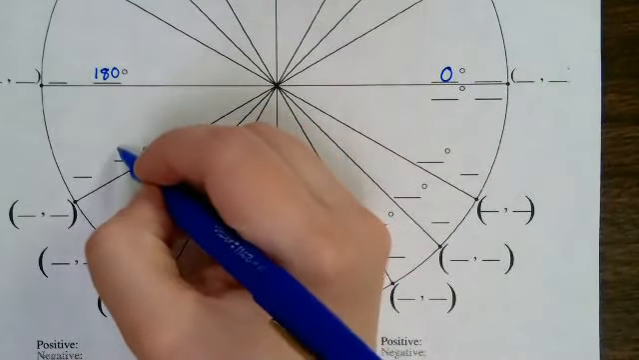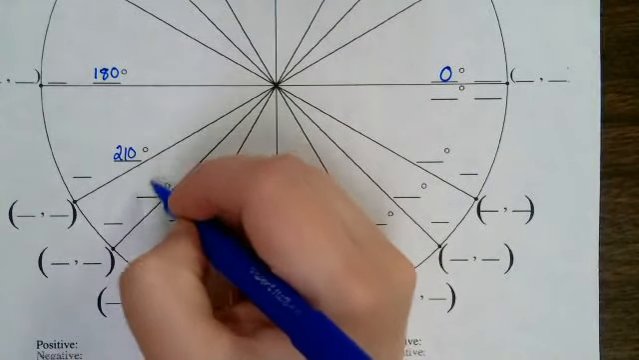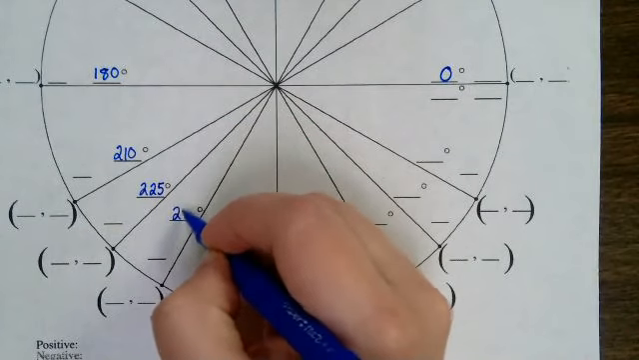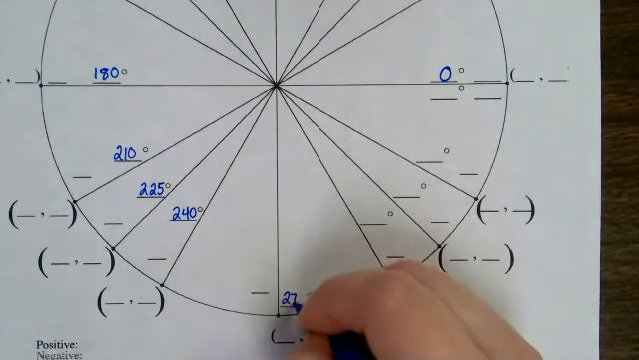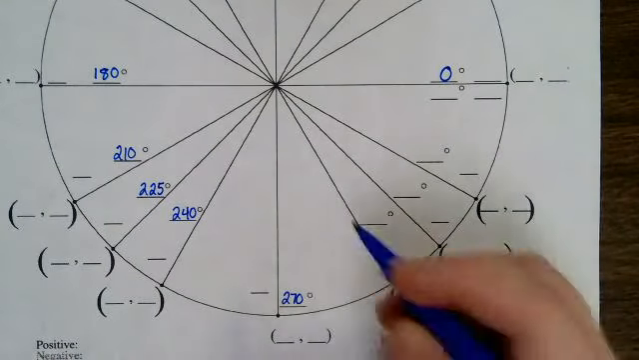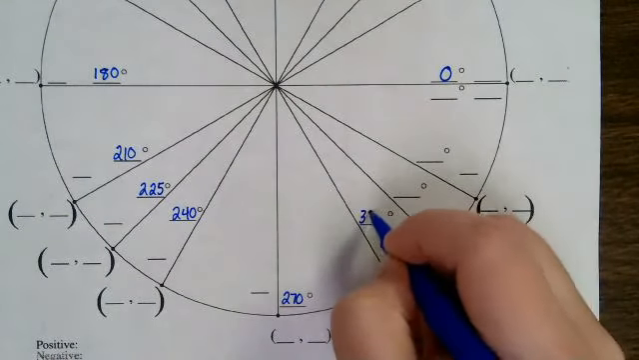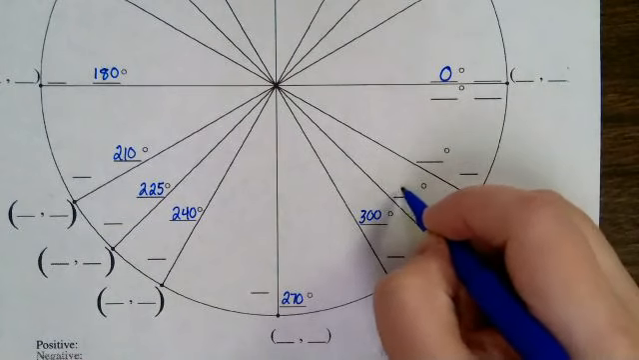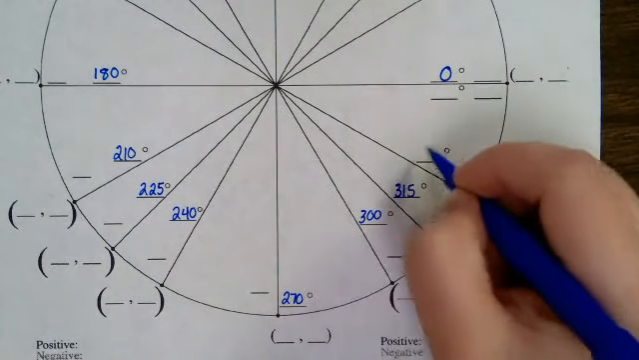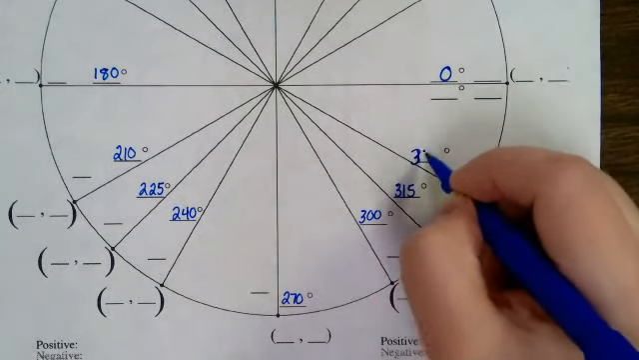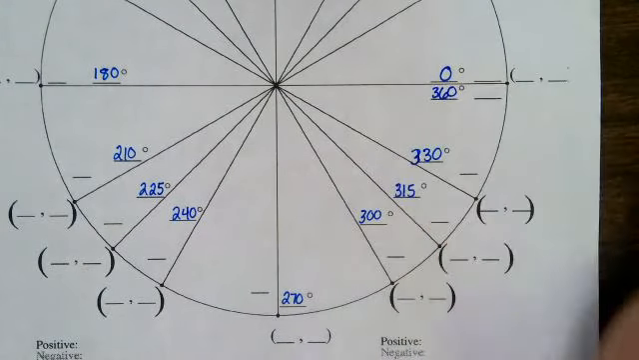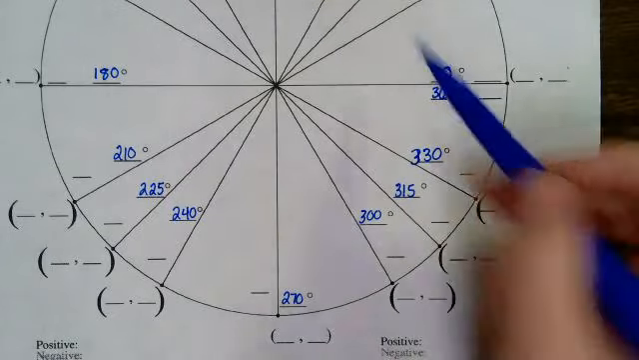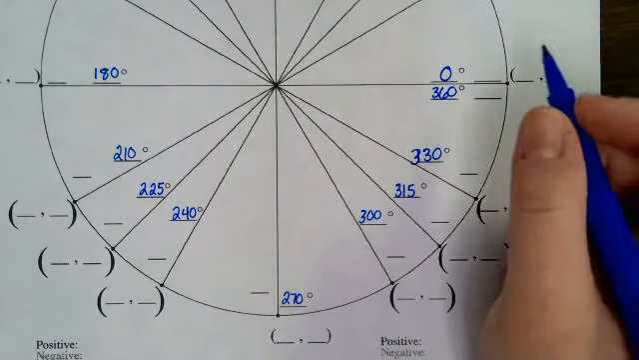We're going to add 30 here, so this is 210. Add 15, so 225. Add 15, so 240. And we're going to add 30, we get down to 270. Add another 30, get to 300. Then add 15. Add 15, and then add 30, and we get to 360, just like that. So we made it all around the circle in our degrees.